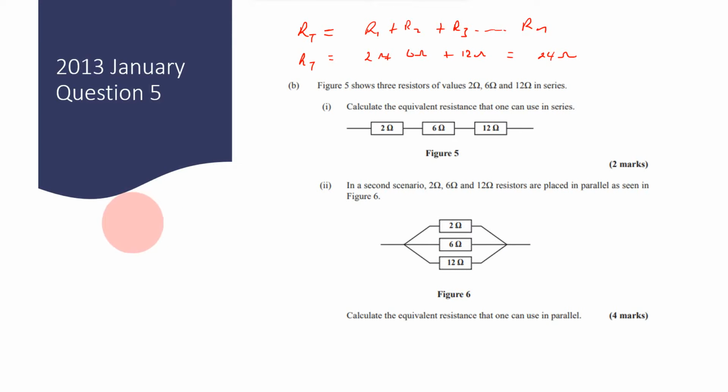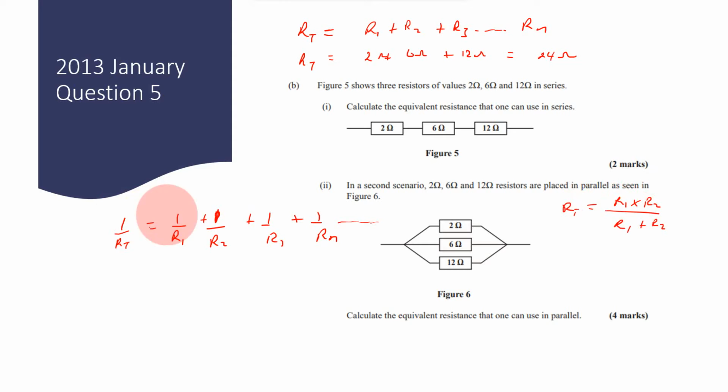Now, in parallel, once we have more than 2 resistors, we have to use this formula: 1 upon RT is equal to 1 upon R1 plus 1 upon R2 plus 1 upon R3 plus 1 upon Rn, and it continues. I must also say that we can use another formula if we only had 2 resistors: RT is equal to the product over the sum.